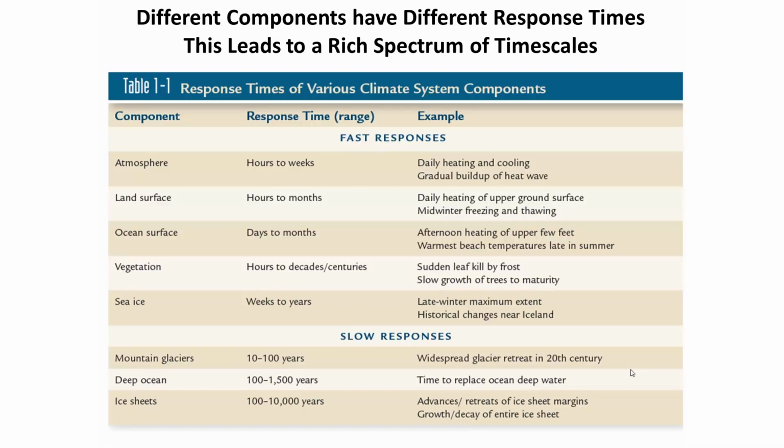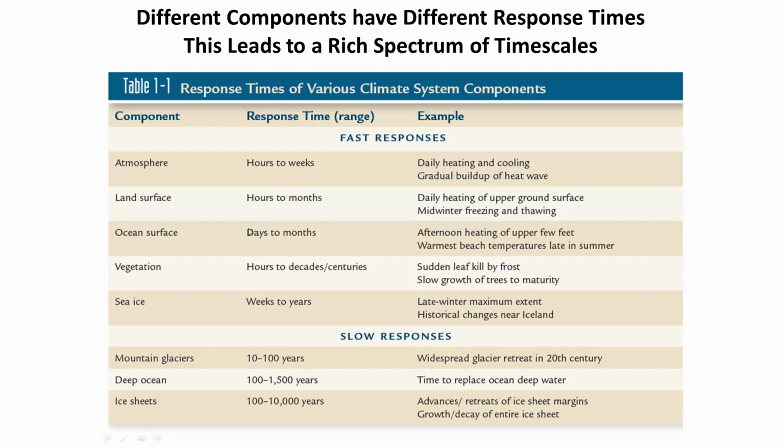Similarly, on Earth, the atmosphere, air, has very low heat capacity, very low density. So it heats up and responds in hours to weeks. On a daily time scale, it can heat up and cool down, and it can build up a heat wave over a few days and so on and so forth. The land surface also has a low heat capacity compared to the ocean. It takes hours to months.